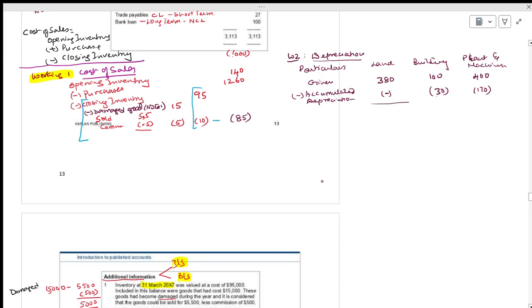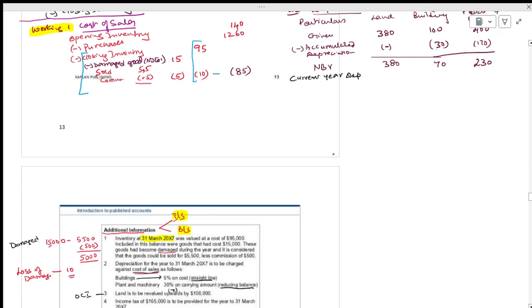Take this one. How much is there? This is the net book value. Okay, 380. This is 70, and this is how much? 230. Now, current year depreciation. Is it right? Current year depreciation.